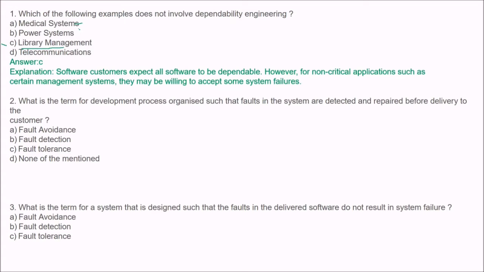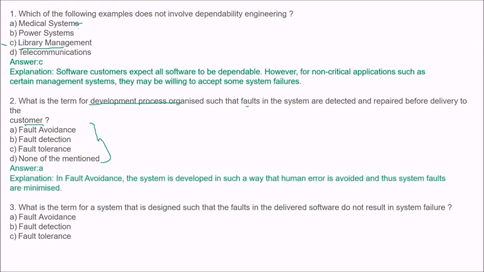Medical systems, power systems, these are all life-threatening. What is the term for a development process organized such that faults in the system are detected and repaired before delivery to the customer? Which is the term for the development process? Can you answer?